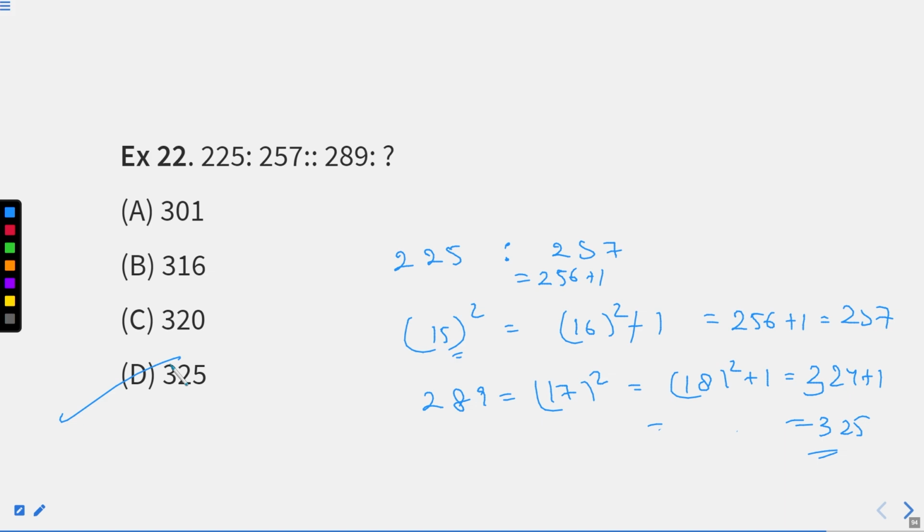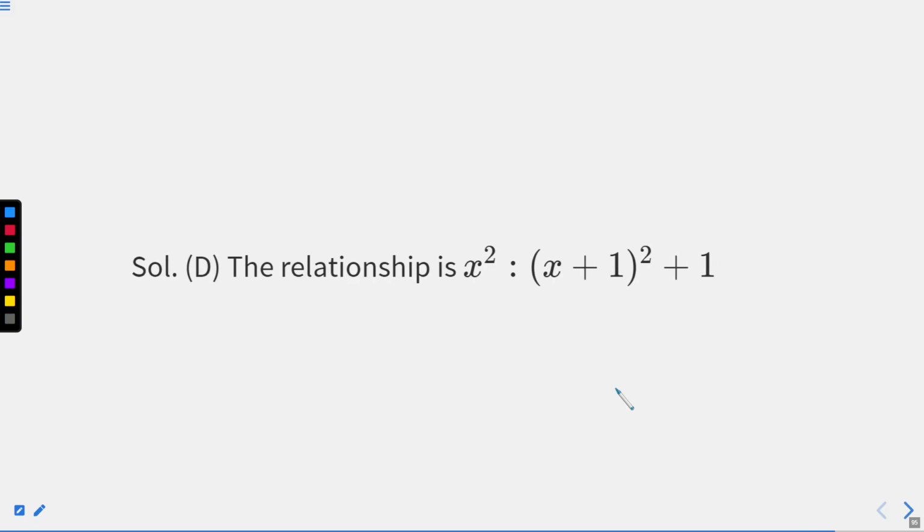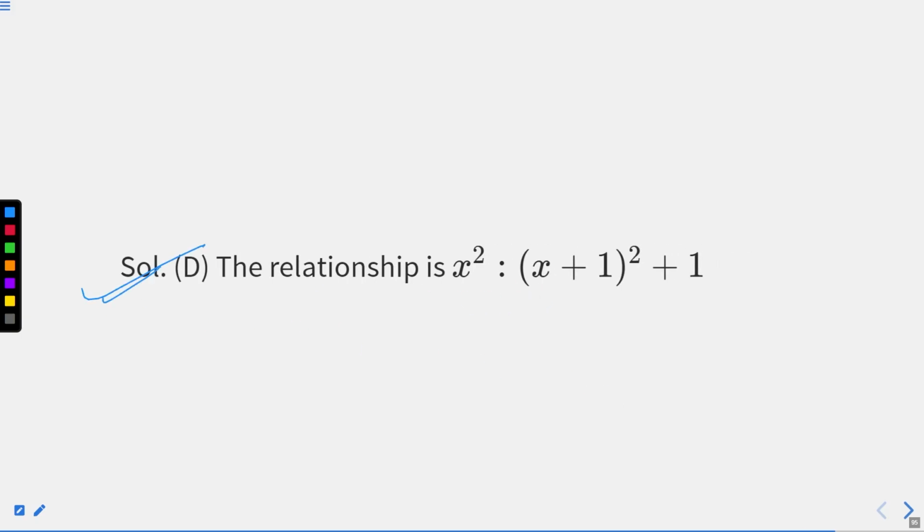Sometimes you have to think more in order to get close to your answer. This time we are doing square. Sometimes you have to make cube as well, right? So option D will be the answer. The relation that we are following is this, right? Okay. The next question, my friends.